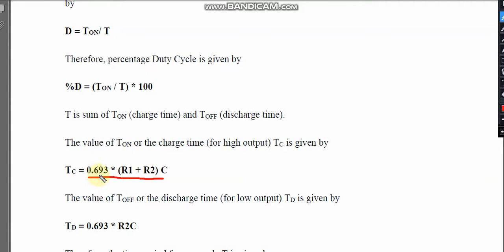When it reaches the point that is 0.693 times your VCC, that we call the charging time, and it can be calculated using 0.693 (R1 plus R2) into C. And the discharging time also involves 0.693, that is 69.3 percentage of your total VCC.